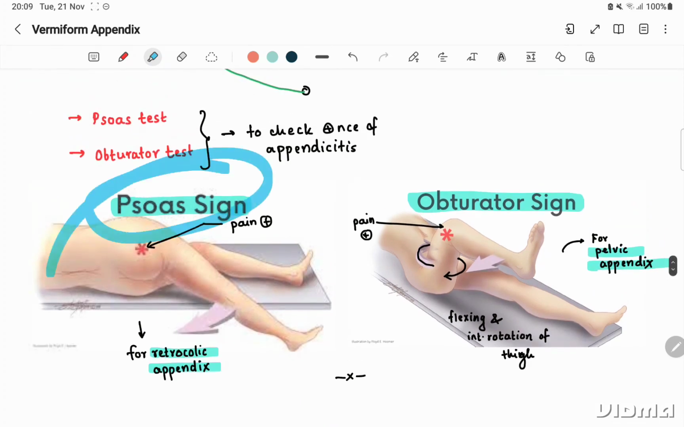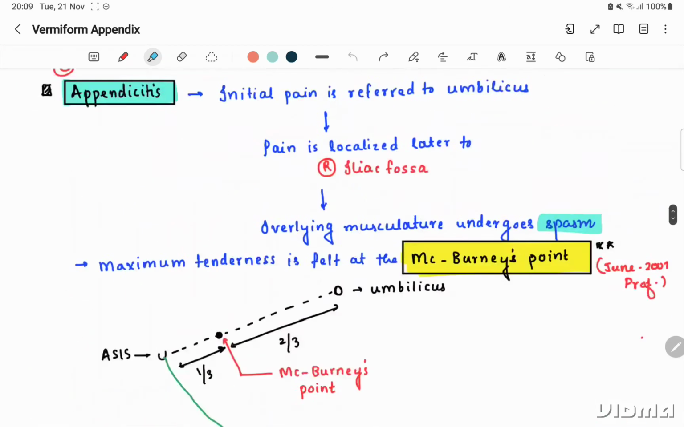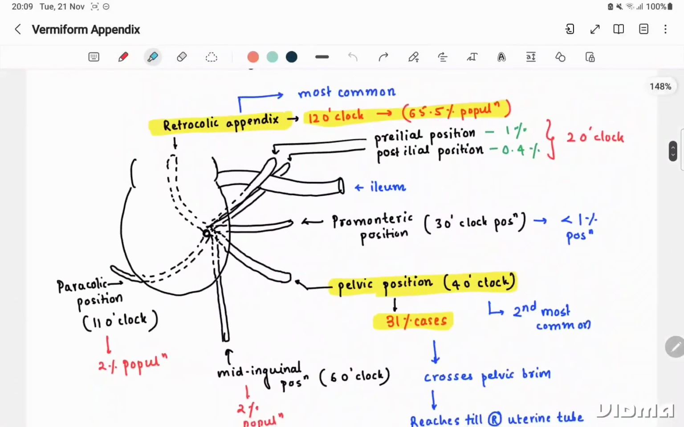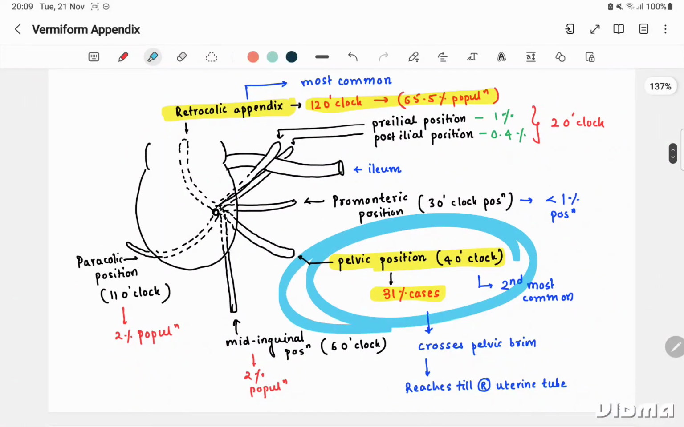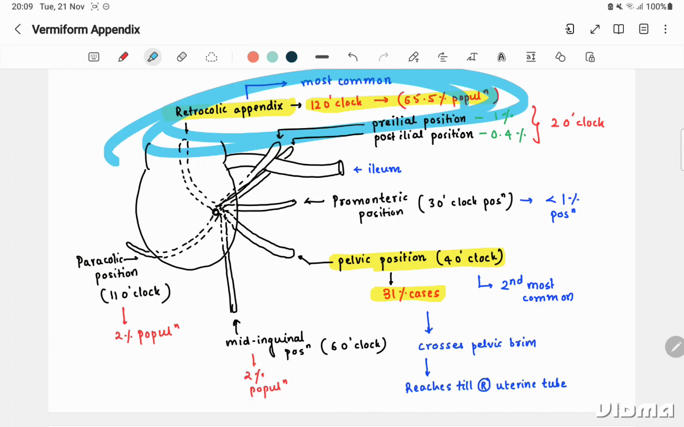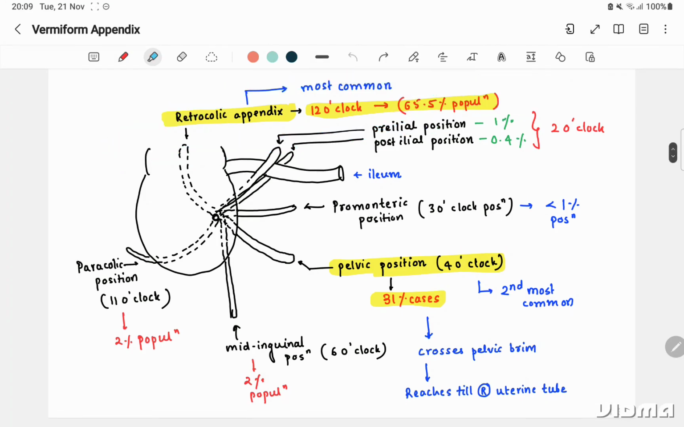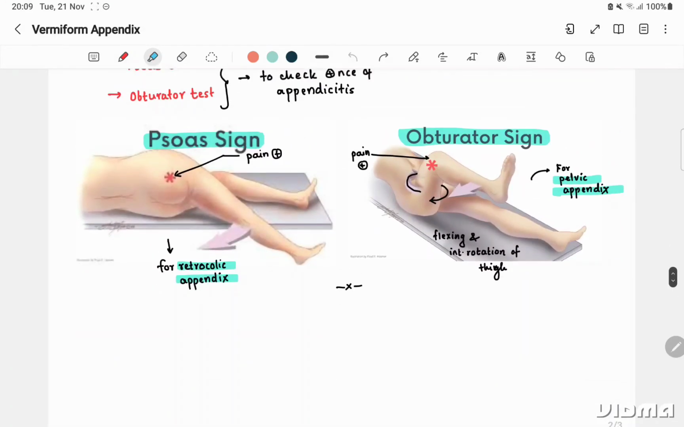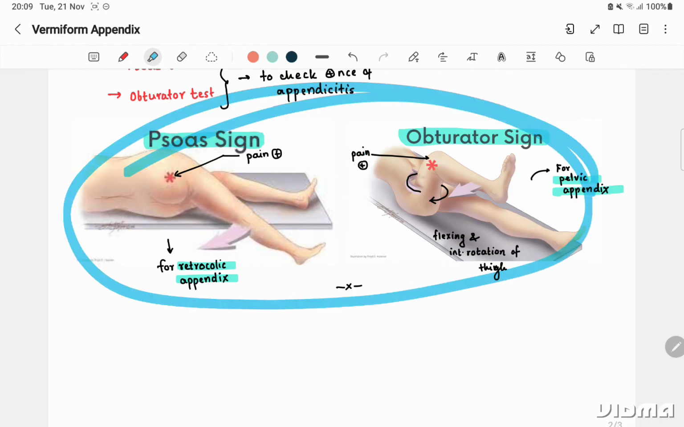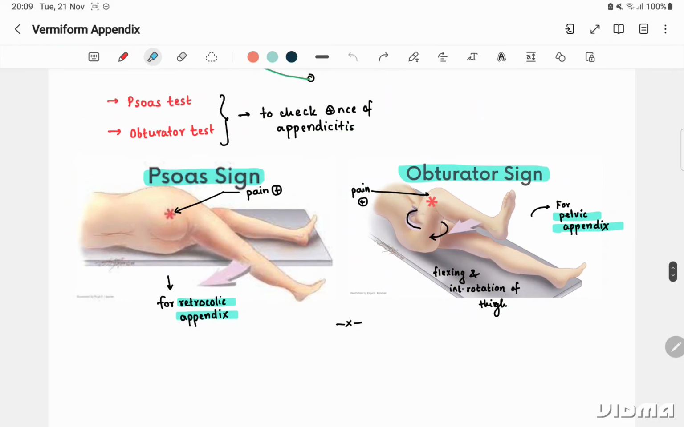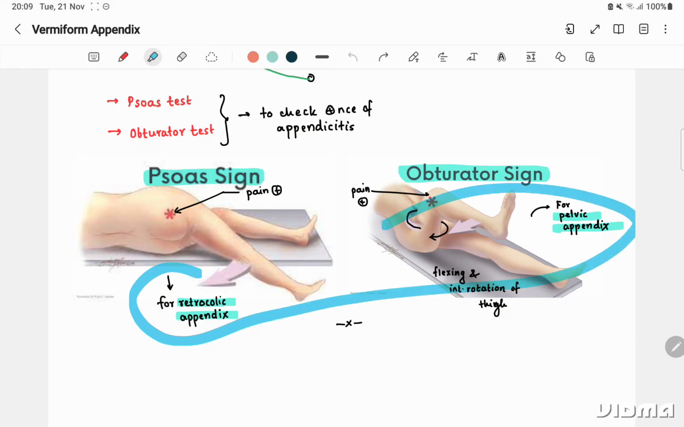So you have the two tests. The most common appendix positions are the pelvic position in 31% of cases and the retrocolic position in 65% of cases. So we have these two tests. If there is retrocolic appendicitis, then the psoas test will be positive, and if there is pelvic appendicitis, you have to do both tests, as you don't know in which individual which type of appendix is present.